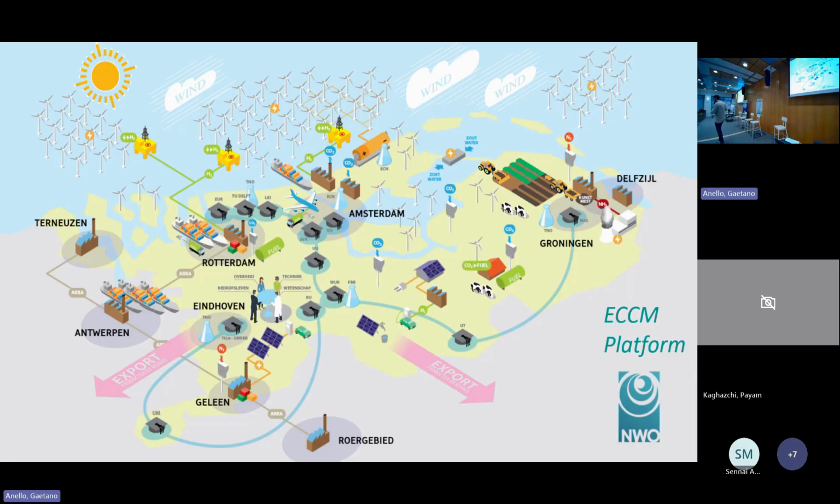Yeah, so I took this map from the Electrochemical Conversion Materials Society platform that was coming from NWO. It's a very nice cartoon map of what we want to do in the Netherlands with the energy transition. As you can see, we have a lot of renewable electricity, for which at the end we will need to find solutions for storage and transport.